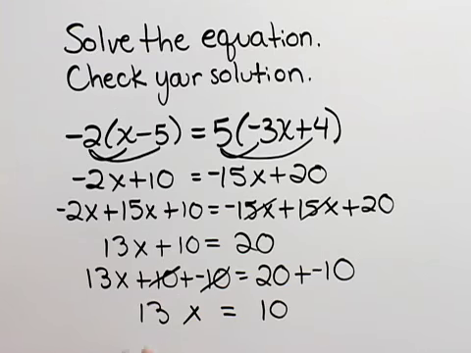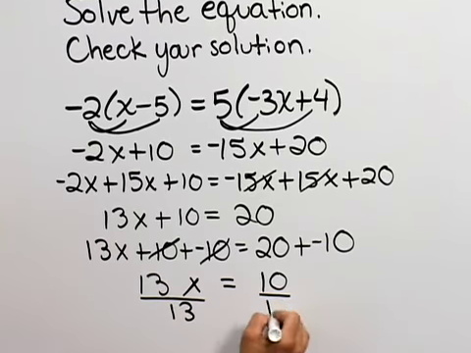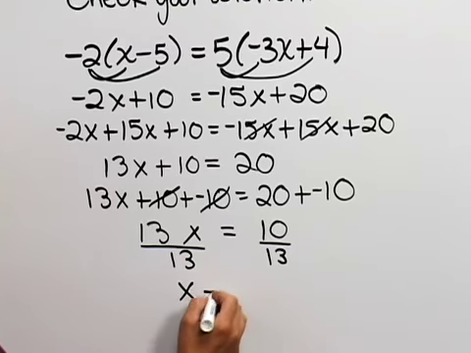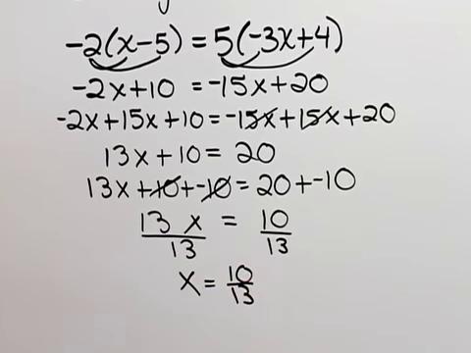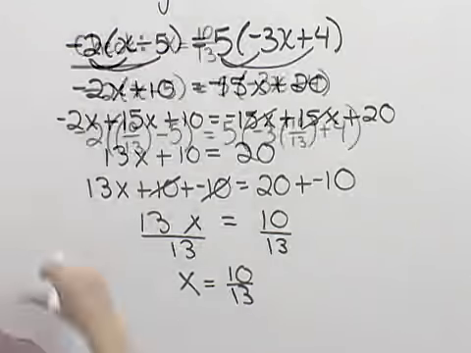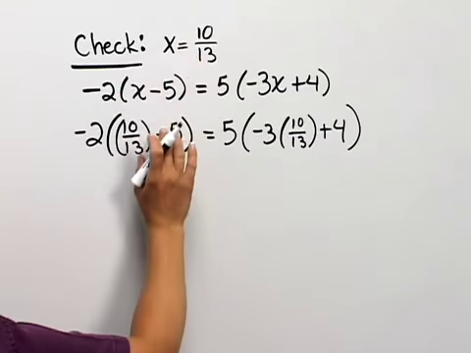Now, since 13 is multiplied by the x, the opposite of that is divide by 13, and x ends up being 10/13. Now let's check our solution of 10/13. Our solution is x equaling positive 10/13.